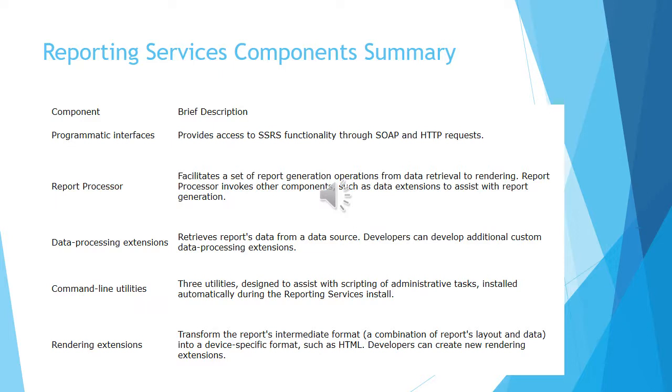Next is command line utilities. There are three utilities designed to assist with the scripting and administrative tasks, installed automatically during the reporting services install. The next component is rendering extensions. It transforms the report's intermediate format, that is a combination of report layout and data, into a device specific format such as HTML. The developers can create new rendering extensions also.